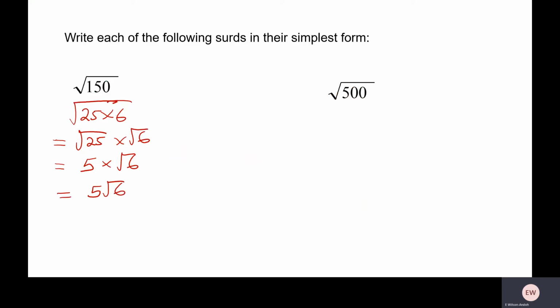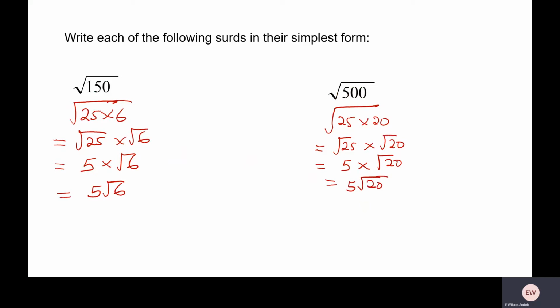Now, in the second question, if we can't think of the highest square number, let's do it step by step. So the first square number I'm going to use is 25. So I'm going to write this as root of 25 times 20. And this will give me root 25 times root 20. And this is equal to 5 times root 20, which is 5 root 20.